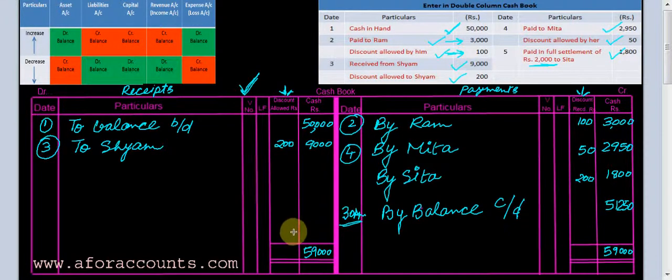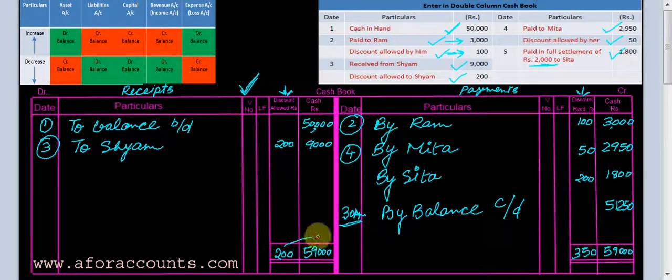Now, one very important thing: you need not balance the discount column, just total it. I am balancing here the cash. What will I do if I want to balance the discount column? There is no need to balance. It is just showing me that discount allowed is this plus this plus this. So I need not balance it, just write the total. The total is 200 here and the total is 350 here.